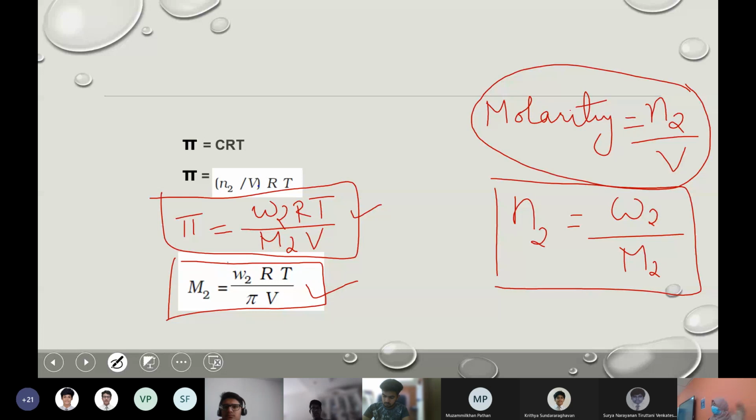Unlike the other methods like depression of freezing point or elevation of boiling point, osmotic pressure is very important in calculating the molecular masses of polymers or macromolecules. What is the advantage of the osmotic pressure method over other colligative methods? That is a major difference. Here we use molarity, in others we were using molality. The other reason.